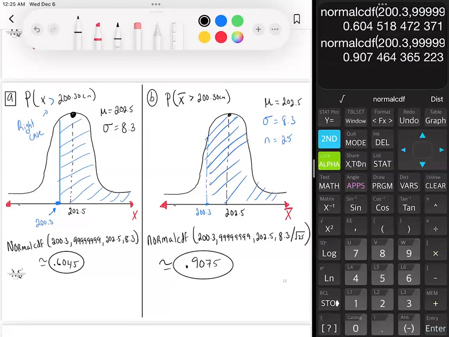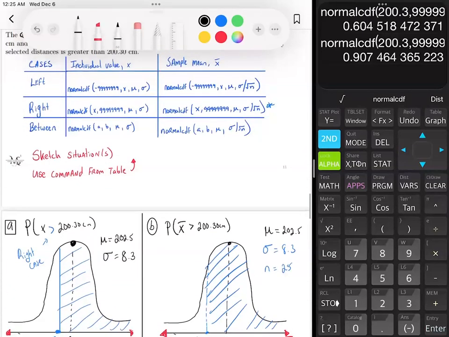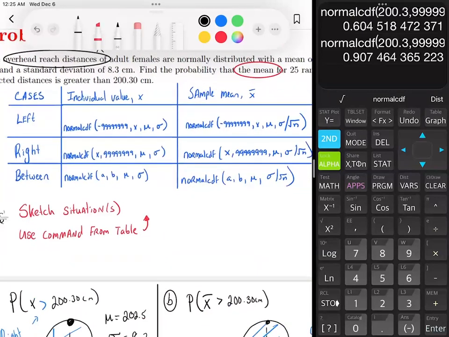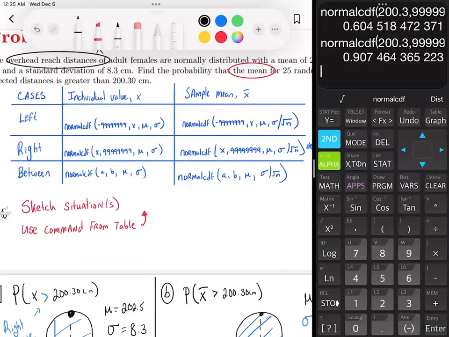Okay, so those are your solutions to parts A and B. If you're doing this using the graphing calculator, my suggestion to everyone is to first make the image, make a sketch. Even if you somehow make a mistake with the computation part, at least your professors can give you some partial credit for the sketch. Write out the command that you're applying in the calculator, so normalcdf and whatever needs to be inputted based on the rules, whether it's a left, right, or between case. I'm just going to zoom in if you ever want to pause the video, take a picture, or write this down.